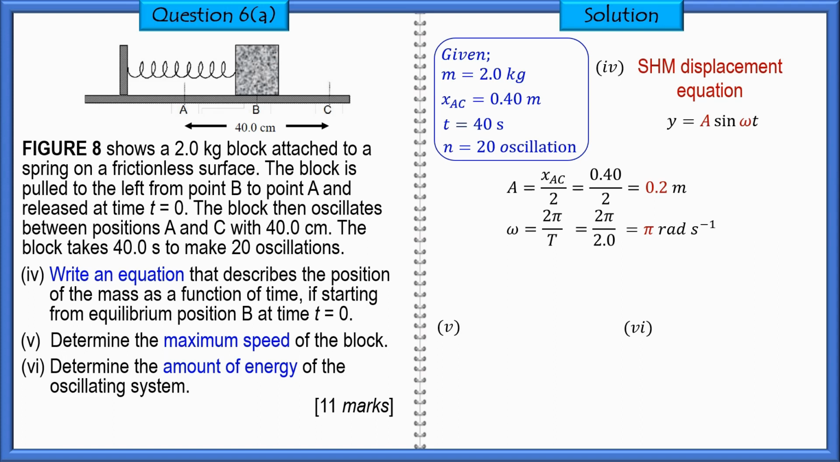When you know the value for amplitude and omega, the angular frequency, substitute in the general equation of the simple harmonic motion displacement equation and write down the unit where y is in meter and t is in second.